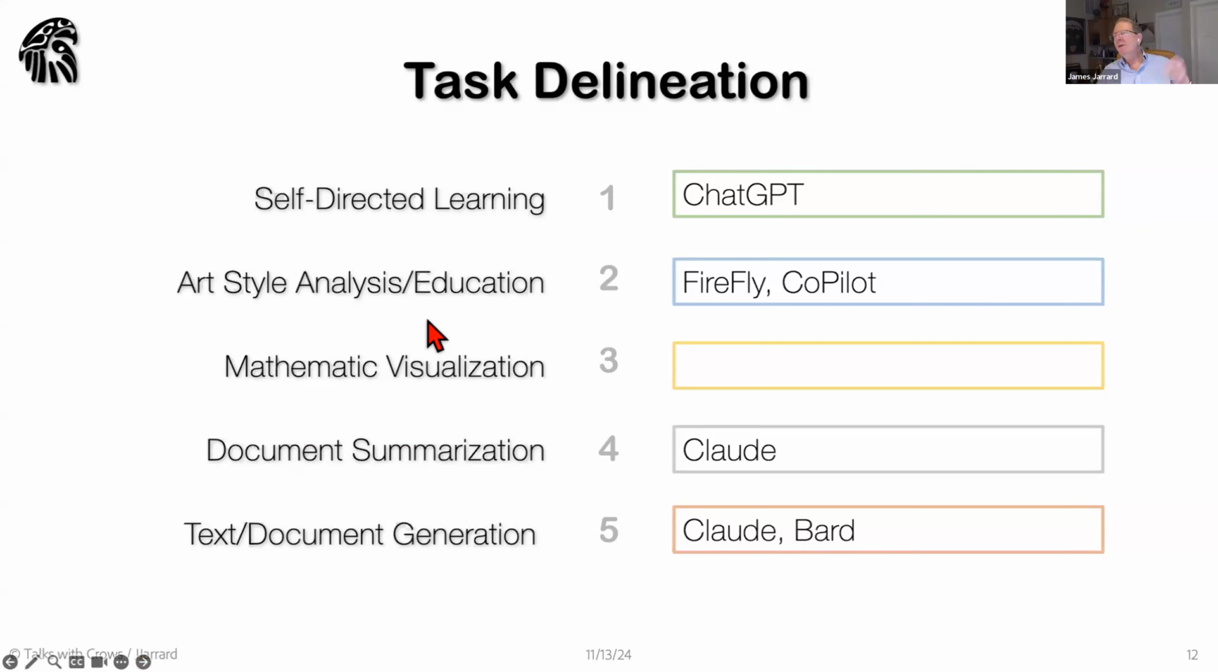Art style. How did I learn what impasto was? From Firefly, which is the Adobe one.